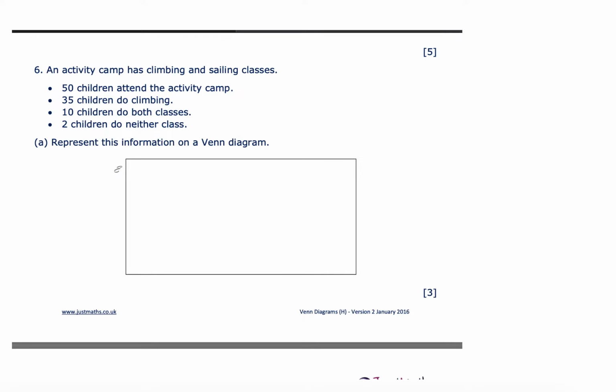Okay, so let's have a go at the next one. An activity camp has a climbing and sailing classes. 50 children attend the camp, so 50 in total. 35 children do climbing, 10 do both, and 2 children do neither. So we're going to do a Venn diagram here. Absolutely terrible circles, but please forgive me.